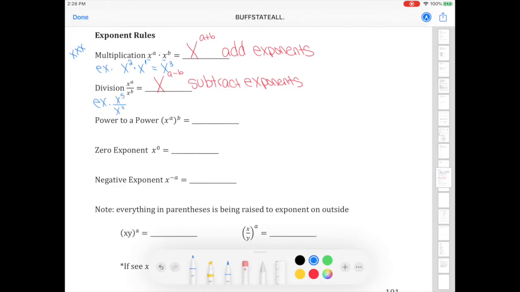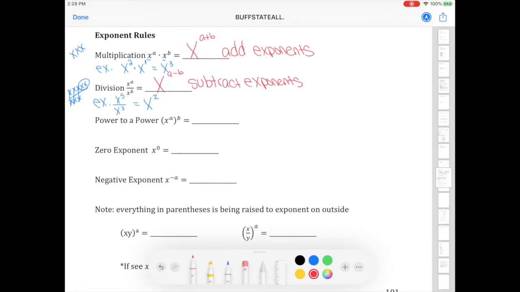So an example of that, I'll give you x to the 5th divided by x to the 3rd. The way that we had done this previously is, let's say you have 5 x's on top and 3 on the bottom. 3 are going to cancel and leave you with 2. It's the same idea, we're just putting a rule to it now. 5 minus 3 is 2.